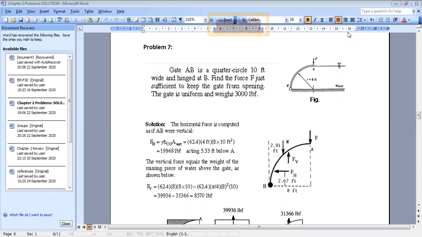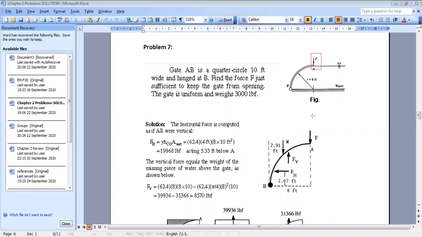So here, in this problem, we want to find what should be the force F required to maintain equilibrium of the gate. Okay, this is the question. In order to know what to do, first we are interested in the gate, because the force F is applied on the gate. So we will take the gate as our system and we will draw the free body diagram of the gate.